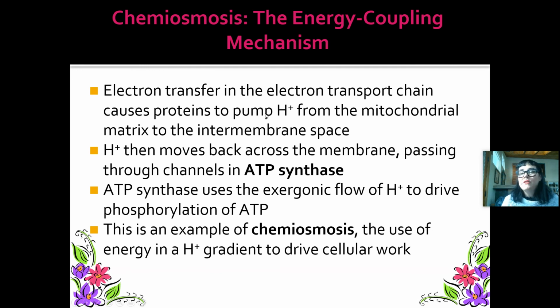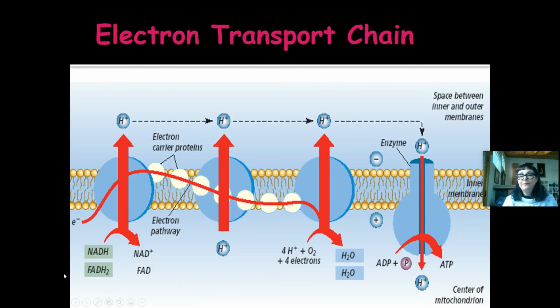This is also called a proton pump. You might be like, why is it a proton pump? Because a hydrogen ion, H+, is nothing more than a proton. So it uses the energy in this proton gradient or hydrogen ion gradient to drive cellular work. That is chemiosmosis. And chemiosmosis is required to do oxidative phosphorylation.